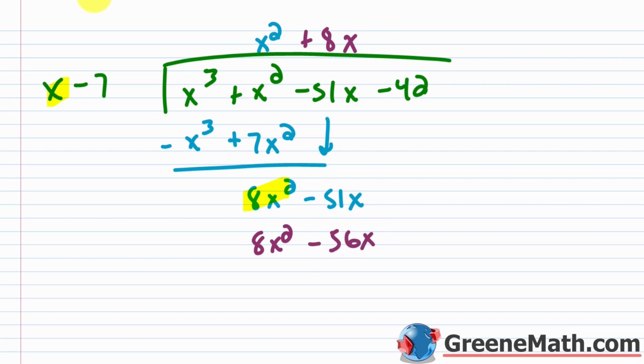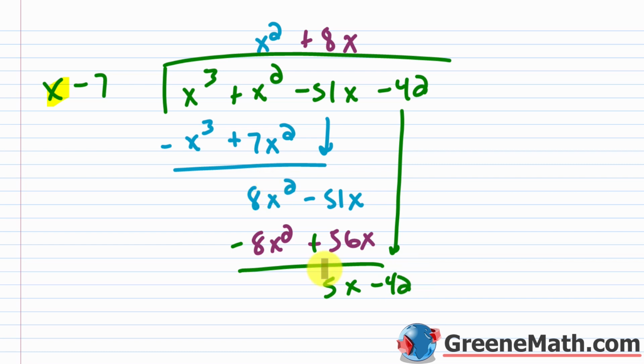So again, I just want to change the sign of each term. This will become minus, this will become plus. If you do your subtraction there, 8x squared minus 8x squared is going to be 0. And then negative 51x plus 56x is going to give me 5x. And then I'm just going to bring down this negative 42, so minus 42. And then I'm going to erase this, and I'll highlight this guy here.